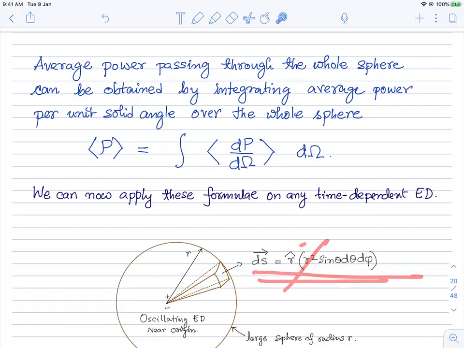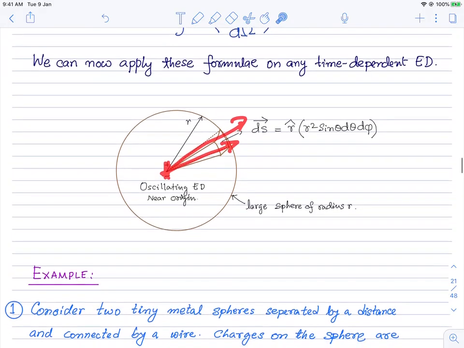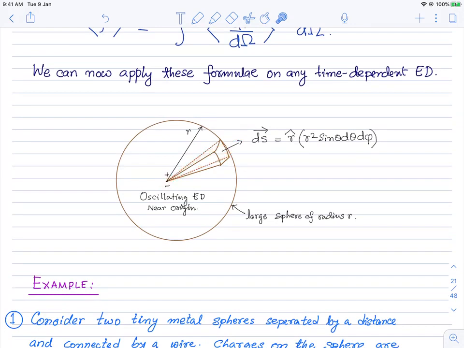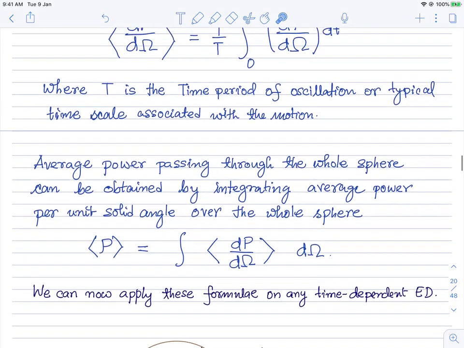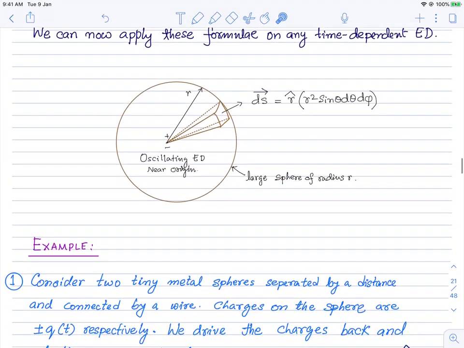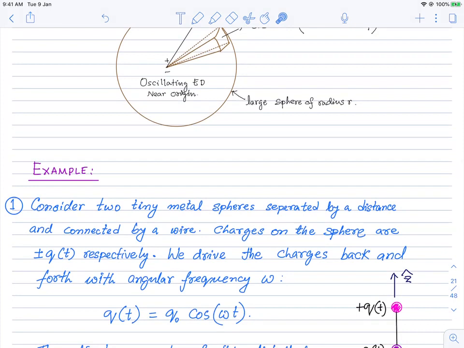This r square cancels with the 1 over r square coming from the Poynting vector, and there's an oscillating dipole here, and there's some power that is being emitted in all directions from the oscillating dipole. Okay, and this sphere is large. No matter how large, this total power will not have any 1 over r dependence, because the Poynting vector for the radiation fields goes as 1 over r square. I hope I have emphasized that point enough.